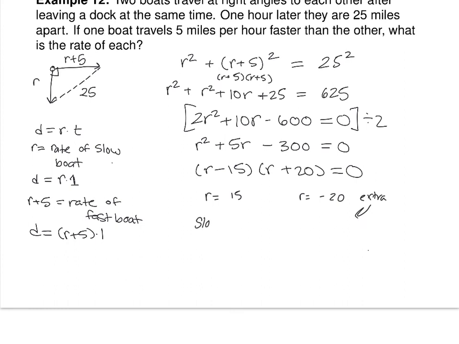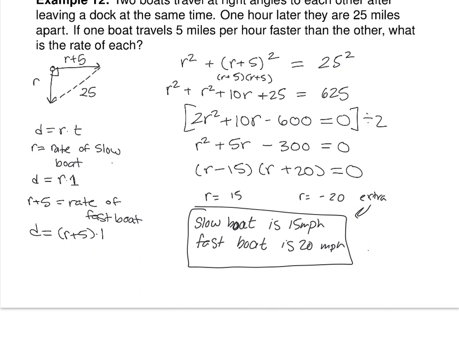So the slow boat is 15 miles per hour. How about the fast boat? 20. Just have to add 5. Yep, exactly. Just have to add 5. I am 95% certain that it is coincidence that this 20 ended up being the opposite of that number. I don't think that always happens. Does that make sense? Okay.